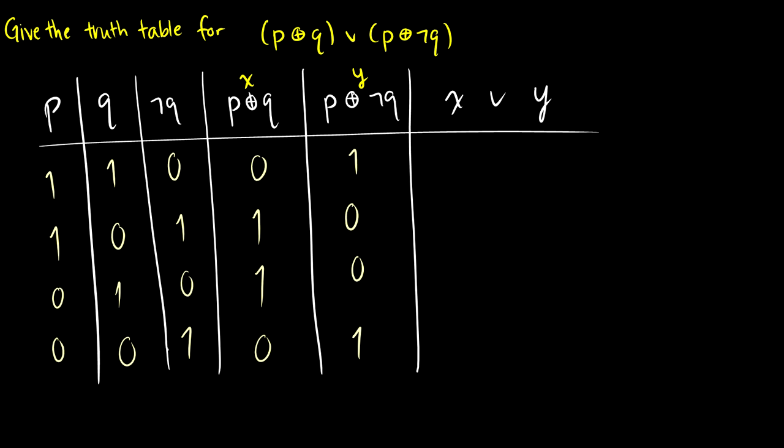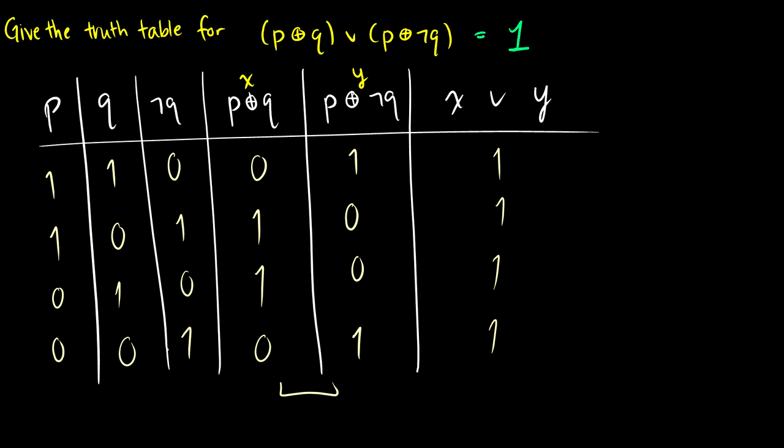Now we want X or Y. This is P XOR Q or P XOR not Q. We can see that they're different for every single row, so this is 1, 1, 1, 1. So we can say here that this is a tautology. P XOR Q or P XOR not Q is always true.